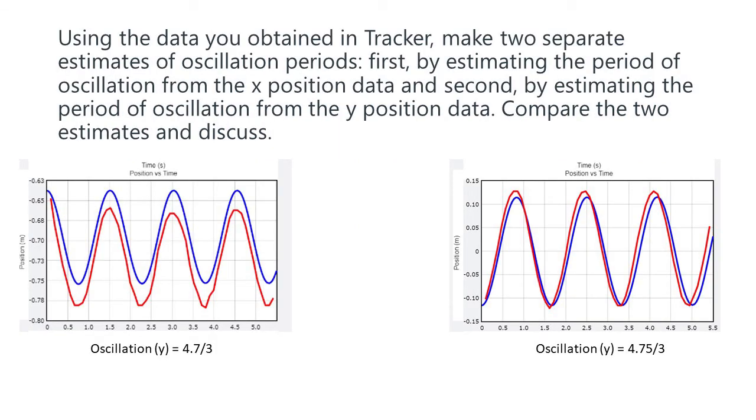Question 2. Using the data obtained in Tracker, make two separate estimates of the oscillation period: first by estimating the period of oscillation from the X position data, and second by estimating the period of oscillation from the Y position data. Compare the two estimates and discuss.